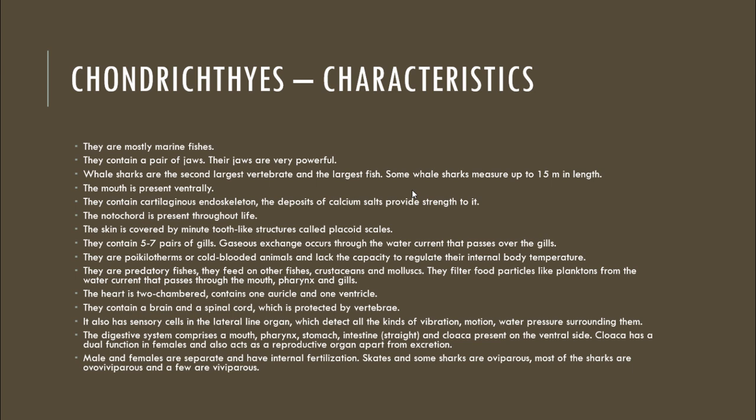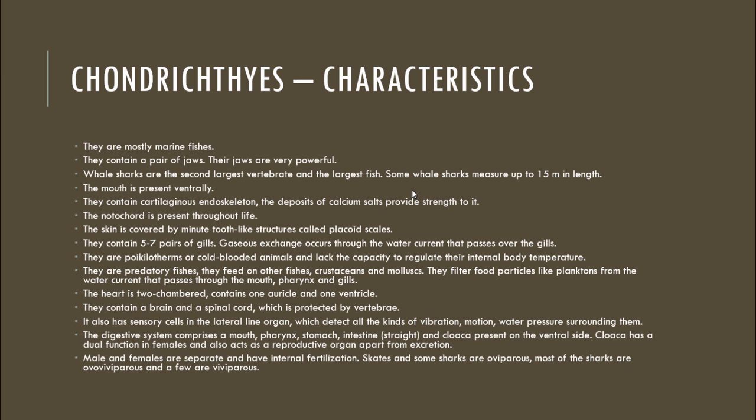Okay. The digestive system comprises the mouth, pharynx, stomach, intestine, and cloaca on the ventral side. Cloaca has a dual function in females and also acts as a reproductive organ apart from excretion, reproduction and excretion for their cloaca. Male and females are separate and have internal fertilization.